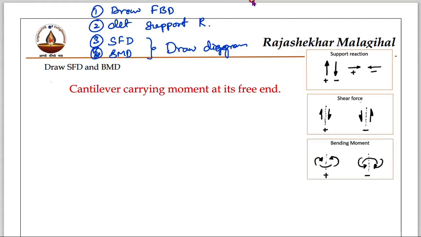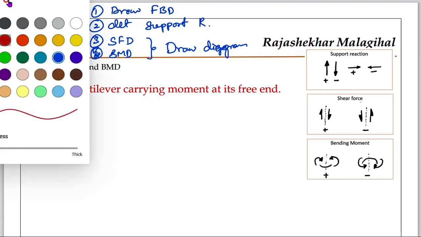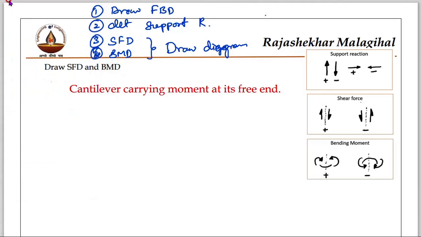This is the exact procedure for any beam, whether it is a cantilever, simply supported or overhanging, whatever it is. That is common. But be very careful, now we are dealing with cantilever problems. Therefore, no need to follow these two steps. Why? Because our cantilever is something like this, right? You will be having some loads here and there.